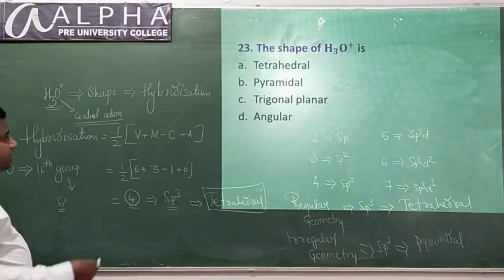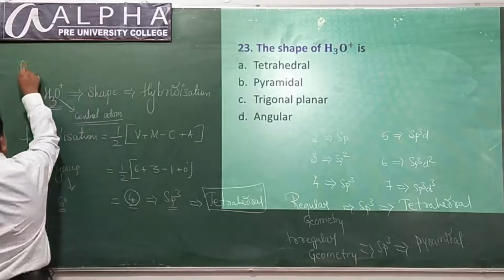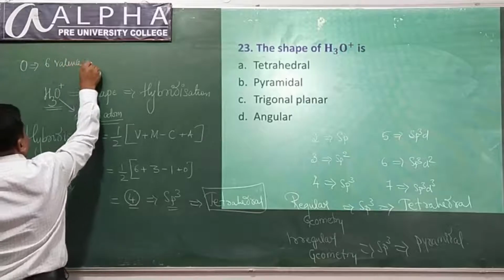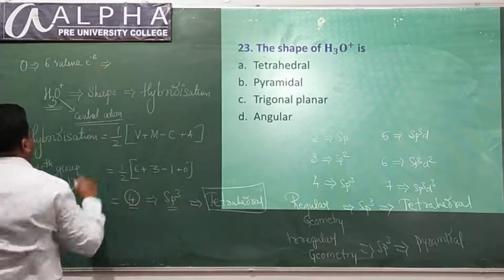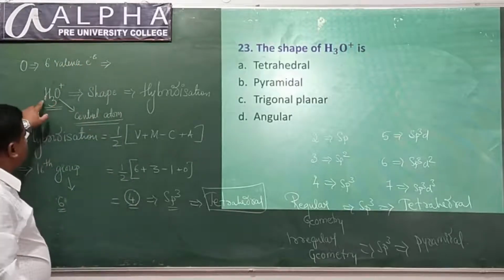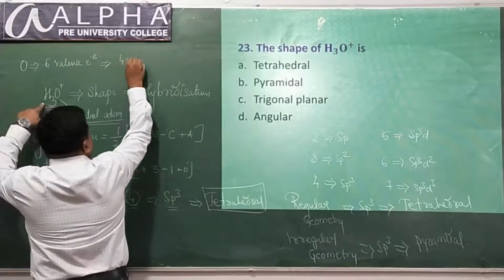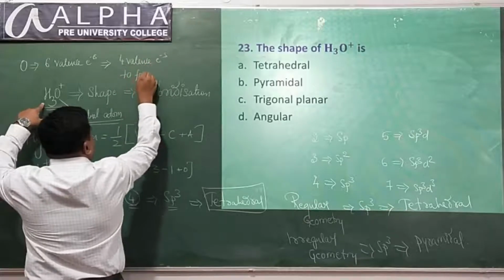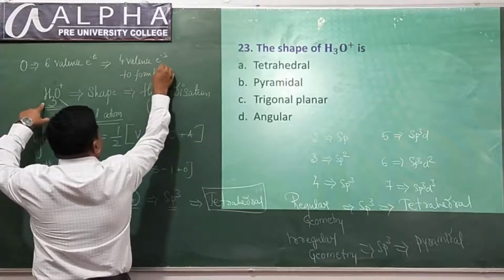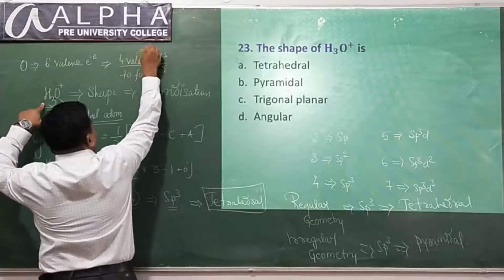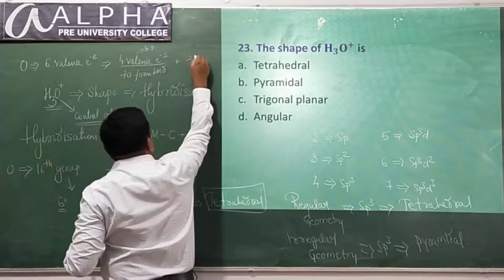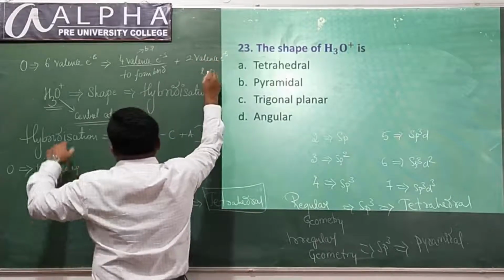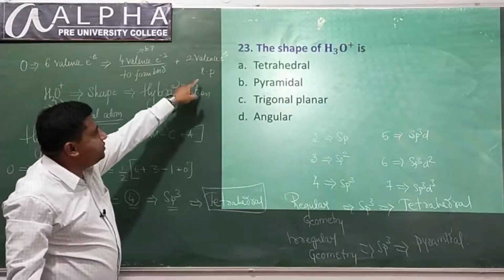I'll tell you again. Oxygen has 6 valence electrons. Out of these, it has used 4 valence electrons to form bonds with 3 hydrogen atoms. That means these 4 valence electrons are bond pairs, and the remaining 2 valence electrons are a lone pair. Is it correct? So oxygen has both bond pairs as well as lone pairs.